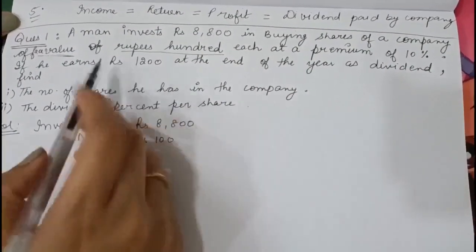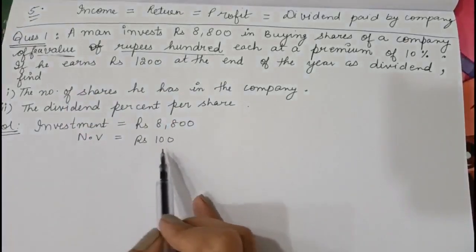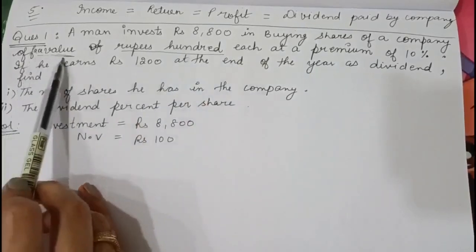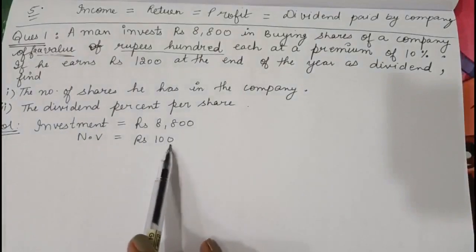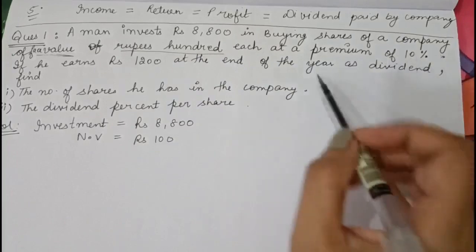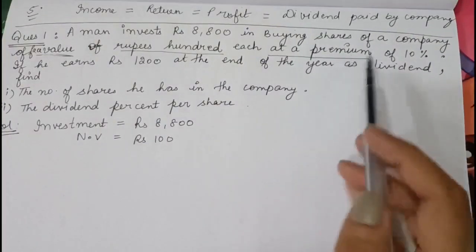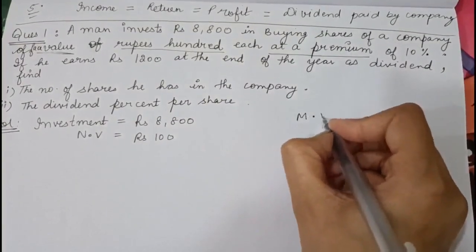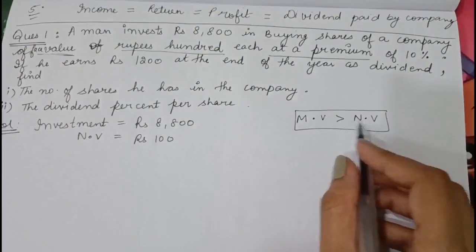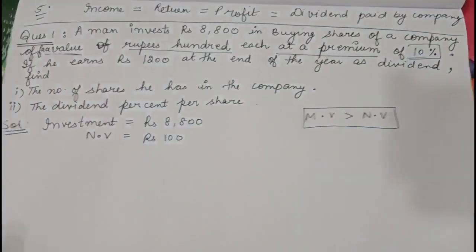See, in this question it is written in words, in spellings. Instead of writing in this way, they have given it to us in this form. So you have to understand what is given. Face value of rupees 100 means NB is equal to rupees 100. Now, each at a premium of 10%. At a premium means, I have already discussed this word, MB is greater than NB. If MB is greater than NB, how much is it greater? It is greater by 10%. So how to find that?